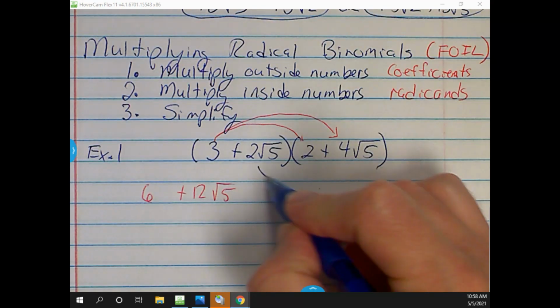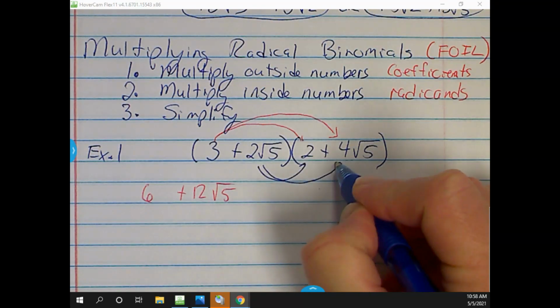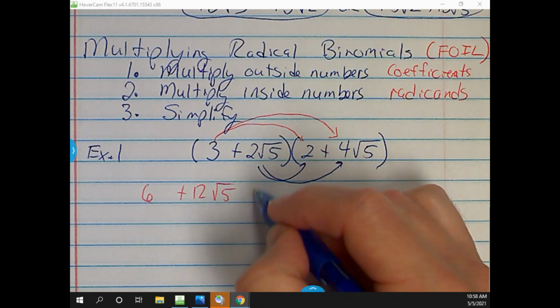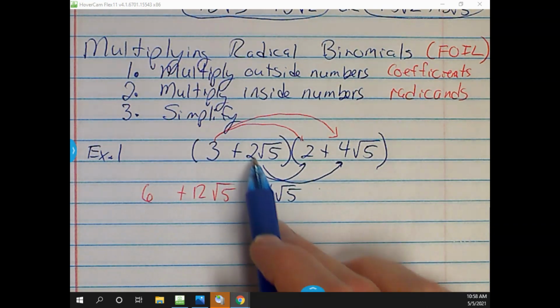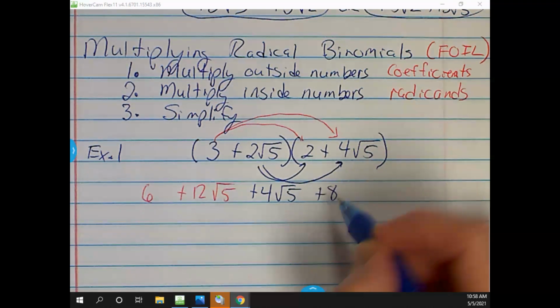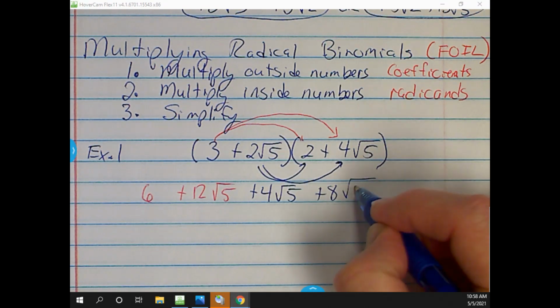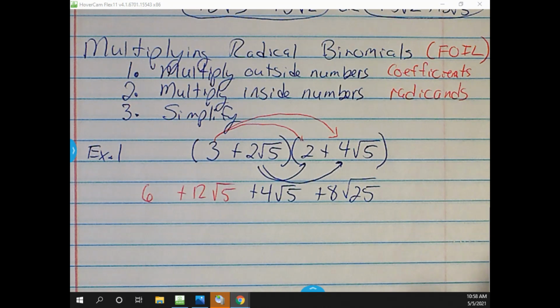And then we're going to multiply 2 square root of 5 times both the second numbers here. So 2 times 2 is 4 square root of 5. And we've got 2 times 4 on the outside for 8. And on the inside, we get 5 times 5, which would be 25.